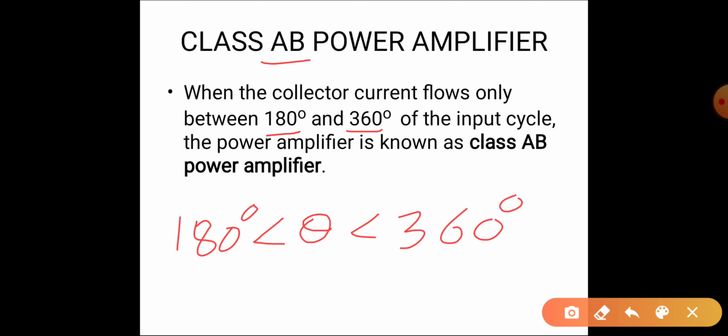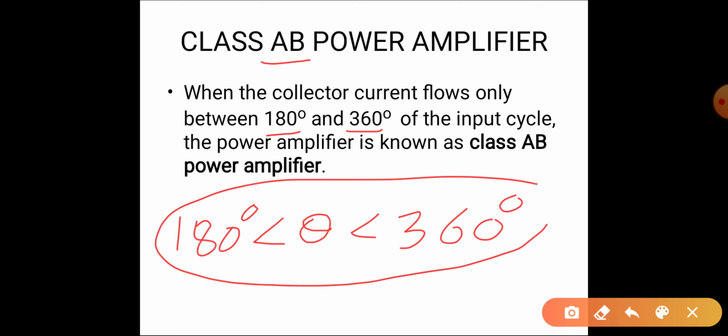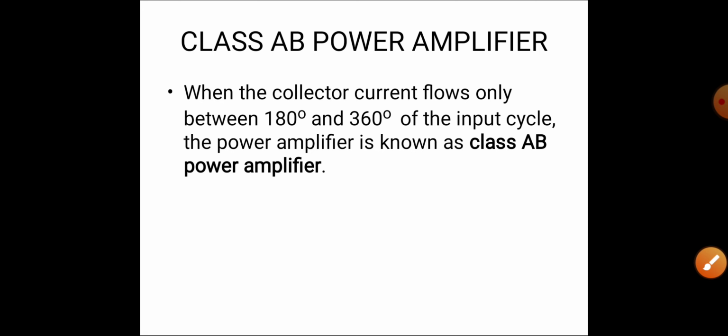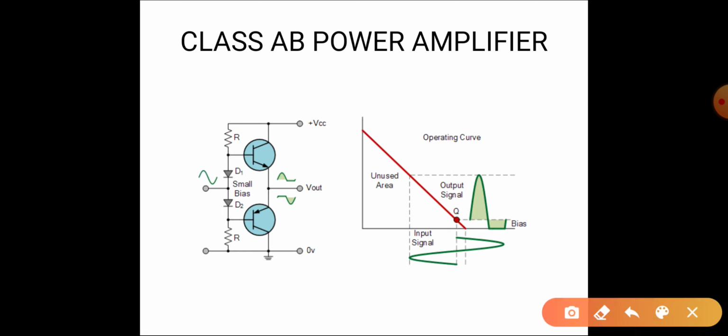So the collector current will flow somewhere between 180 degrees and 360 degrees. This is the class A, that is why it is called a class AB amplifier, because it is a combination of class A and class B power amplifier. Why this class AB power amplifier is needed, we will see in the subsequent lectures, but just consider the conduction angle for class AB amplifier is somewhere between 180 degrees and 360 degrees. We will see in the figure how exactly this is going to happen.